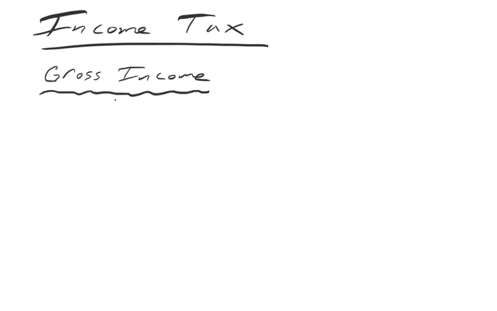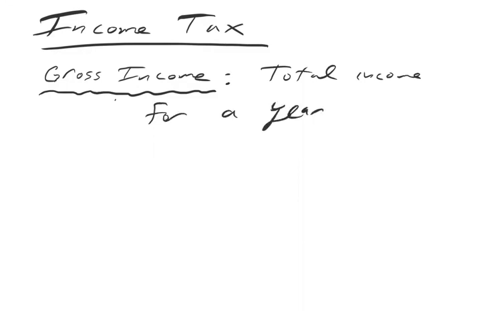Gross income, that's your total income for the year. So we're going to start introducing some income tax stuff here, guys. That's your total income for a year, okay? So that's income before taxes. So if you make $50,000 a year, this would be your $50,000.